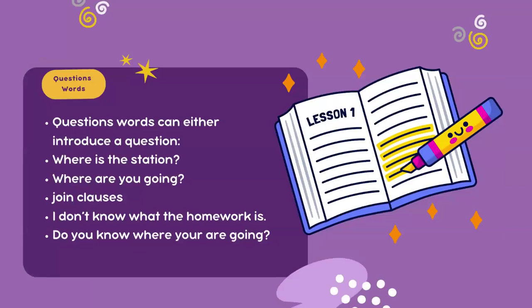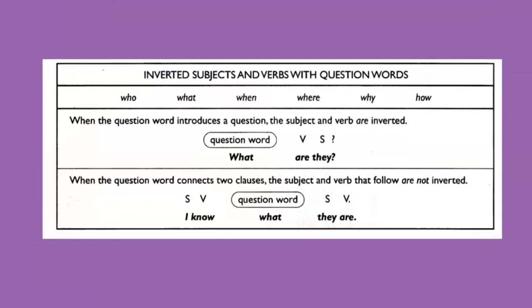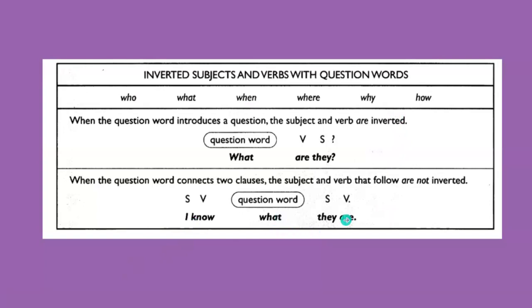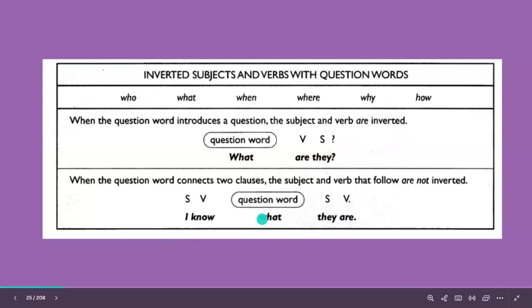When a question word is used to join clauses, then we must not invert subjects and verbs. Words like who, what, when, where, why, and how make the inversion when they are asking questions, but not when they are joining clauses, like this one. I know what they are. This is not really a WH question, but joining clauses.